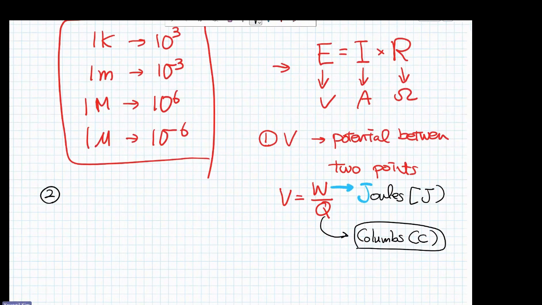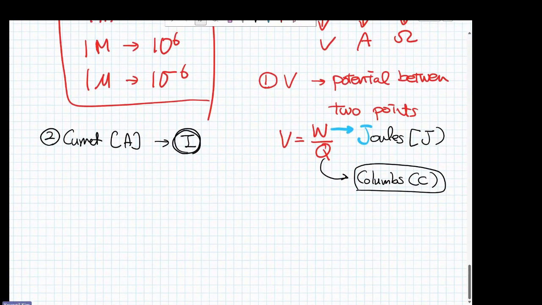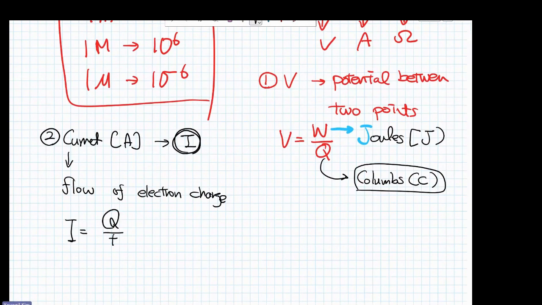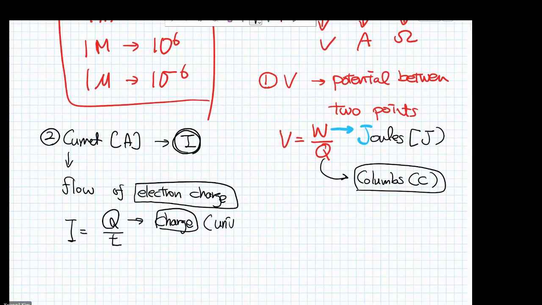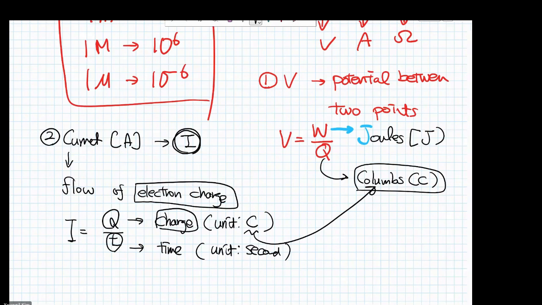And then the current, the symbol is I. Okay, so the current is the flow of electron charge. The formula is I equals Q over T. Q is charge, sometimes the electron charge, it depends, but the unit is the same, C, the coulombs, right? And T is the time. Unit second, okay, it's very important.